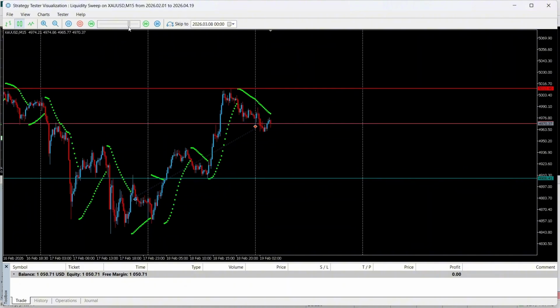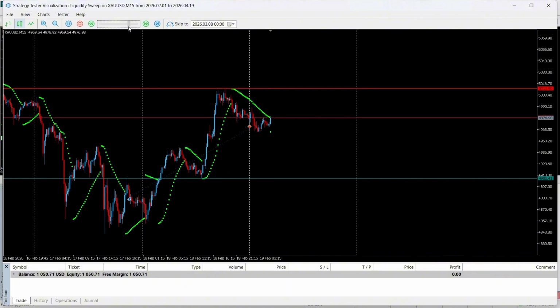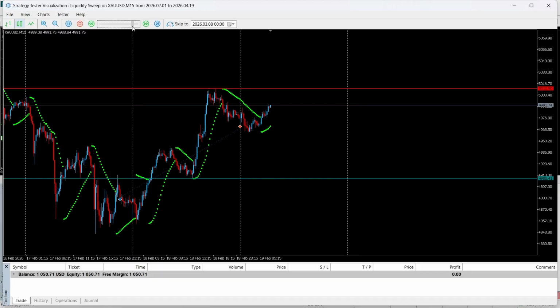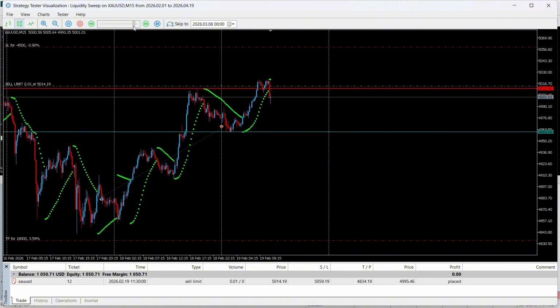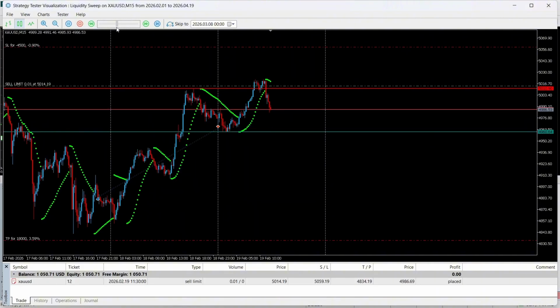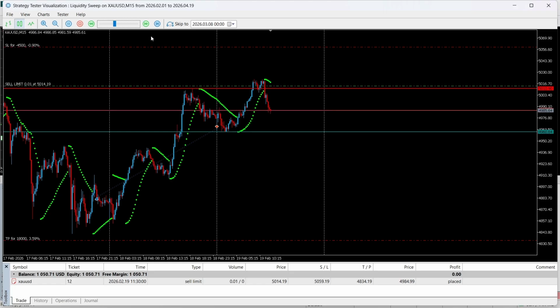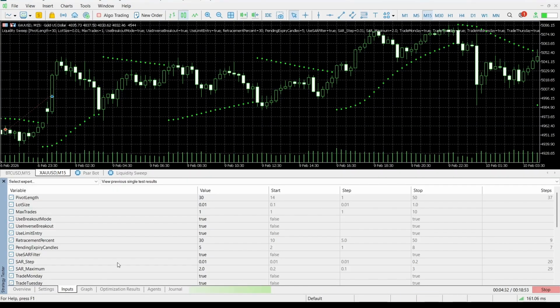Now, if we speed it along, I'll take you to the 23rd of February, which was also a nice winner. But as you can see here, there we go again. It broke liquidity. So it traded above this liquidity zone, and then it enters after the parabolic SAR changes and gives it the entry. But you can see it set a limit order at 30% of this candle. Because if we go to the settings here, you can see the retracement level set at 30%.